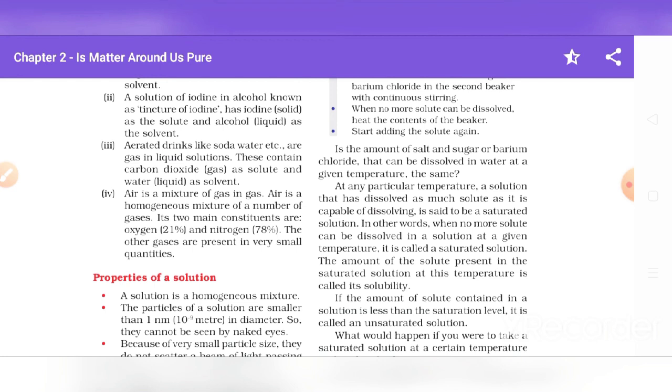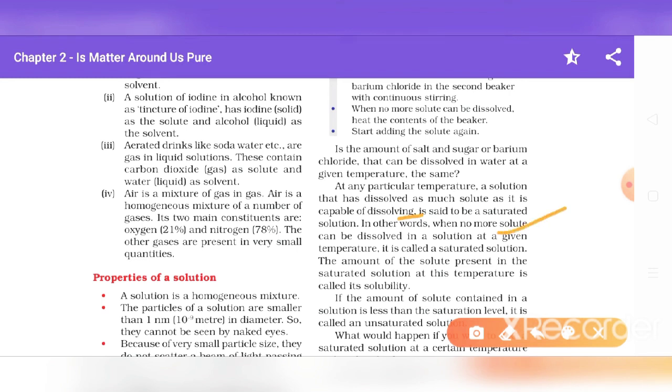At a particular temperature, a solution that has dissolved as much solute as it is capable of dissolving is said to be a saturated solution. This means that no more solute can be added at a particular temperature, and that solution is known as a saturated solution. Here the definition is given. In other words, when no more solute can be dissolved in a solution at a given temperature, it is called a saturated solution.